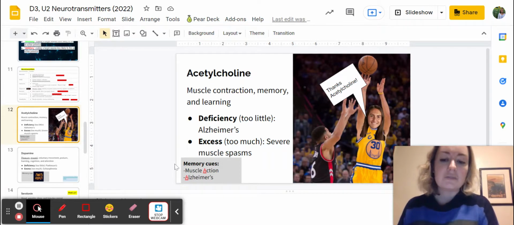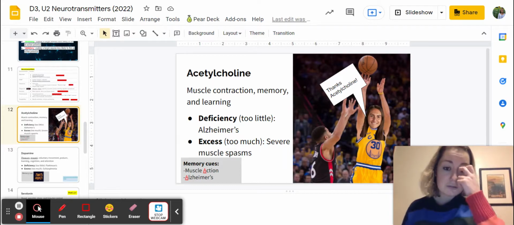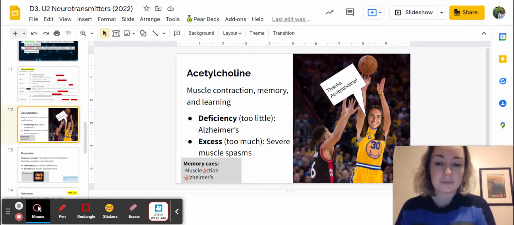So acetylcholine, if you have too much of it, you might have severe muscle spasms. And this makes sense because if it's tied with muscle contraction and you have too much, it's almost going to cause you to be too much in movement that you're spazzing.